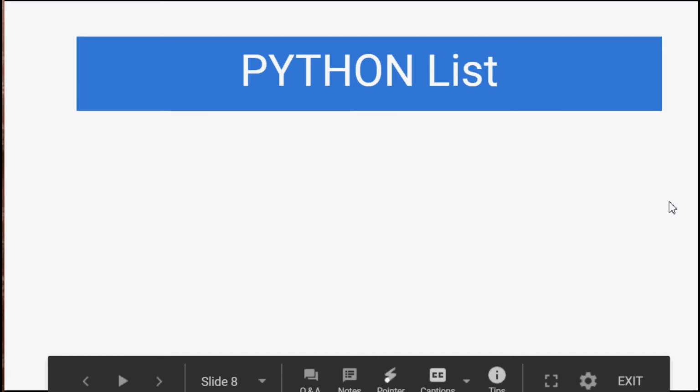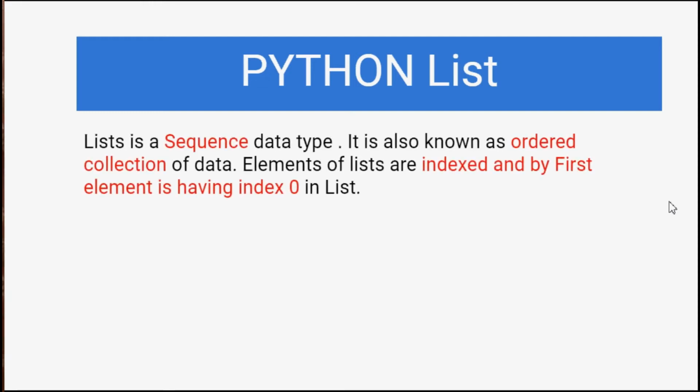Hi there and welcome. In this lesson we are going to discuss another sequential data type of Python, which is known as Python list. So what is a list? Let's understand that with the help of a definition. List is a sequential data type. It is also known as an ordered collection of data.